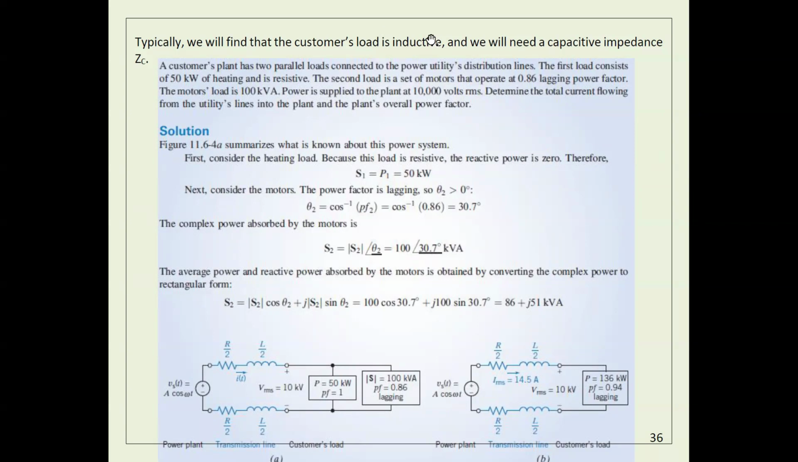Anyway, what do you want me to solve? I need to find the total current flowing from the utility line into the plant, and the plant's overall power factor. So I need to find the current, okay? If you see here, guys, I give you the voltage, VRMS. Now I want to find the total current. Let's see how you can find it.